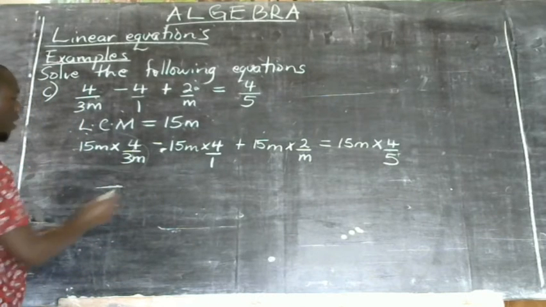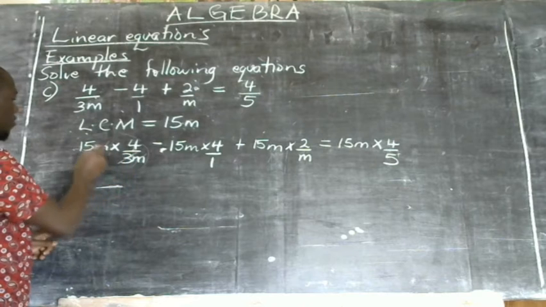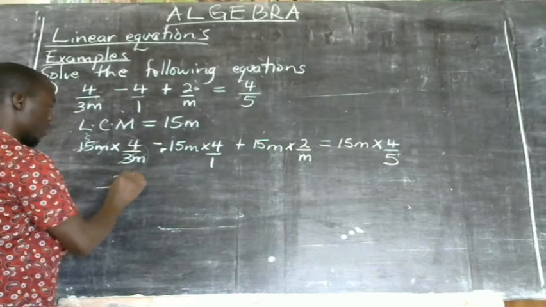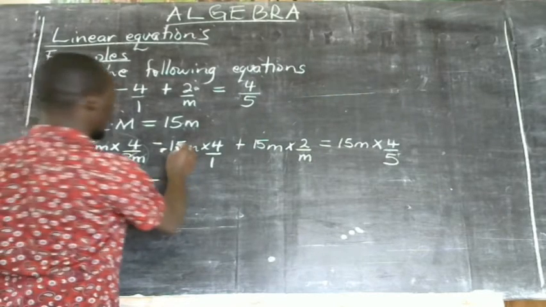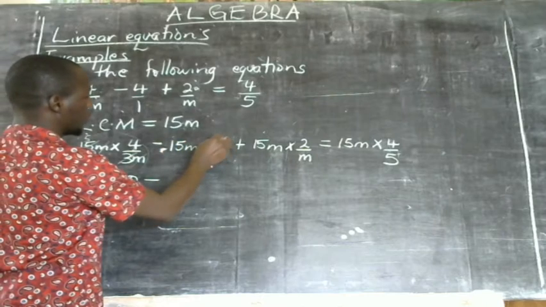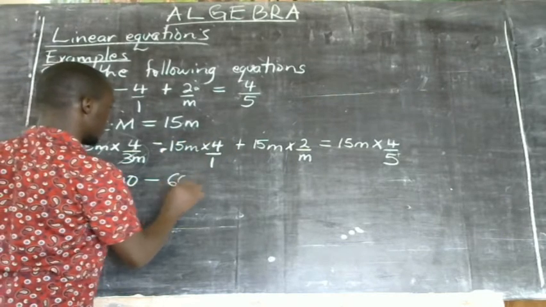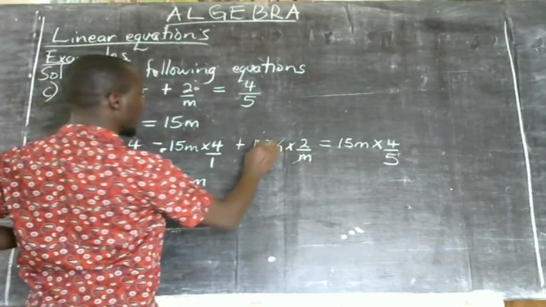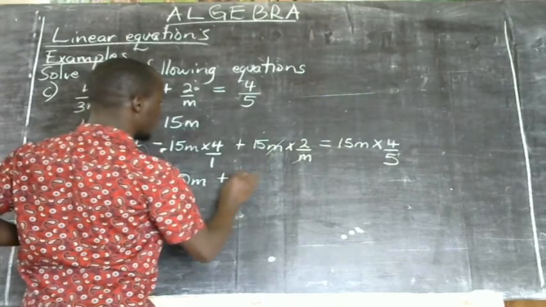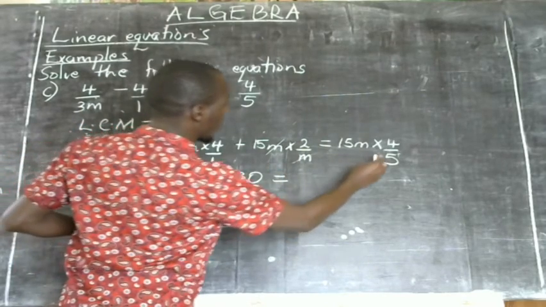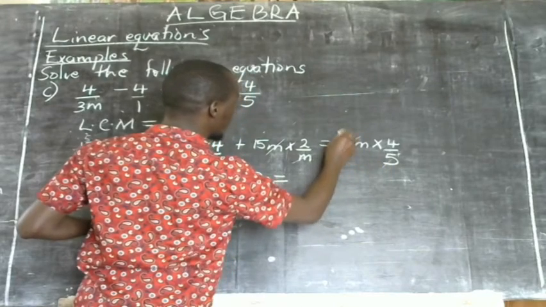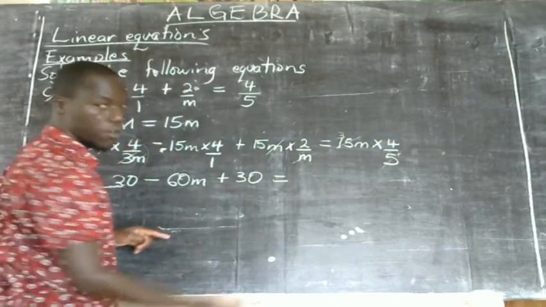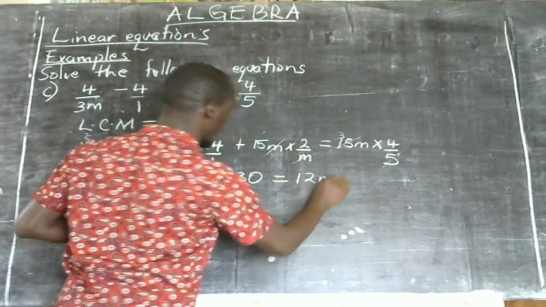Simplifying here, the m is going to cancel, the 3 is going to reduce 15 to 5. So 5 times 4, that's going to be 20, minus 15 times 4, I get 60m. Then the m is going to reduce the m there. 15 times 5, that is 30, is equal to, here the 5 is going to reduce the 15 to 3. So 3 times m, then times 4, that's going to give me 12m.